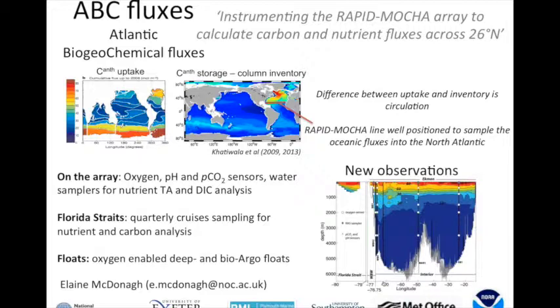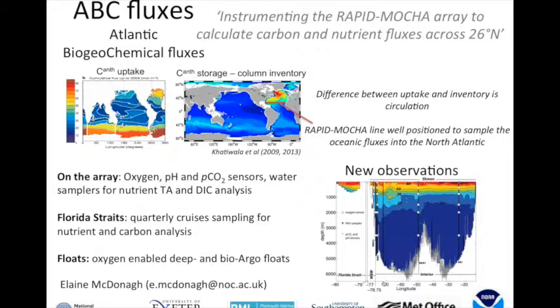So the white ones are oxygen sensors. At the surface, there are 3 points here where we're going to be putting pCO2 and pH sensors, and we're going to be putting samplers co-located with each of those, and a sampler at depth associated with the Western Boundary as well. So those are the new observations that we're going to make on the array.